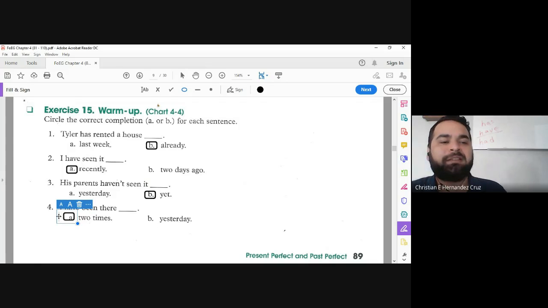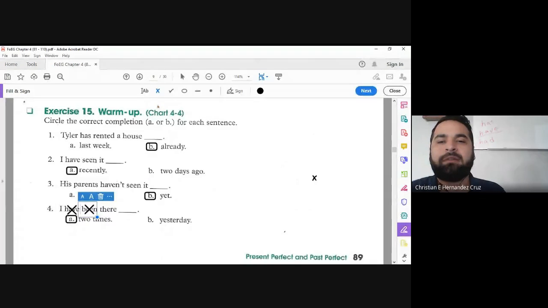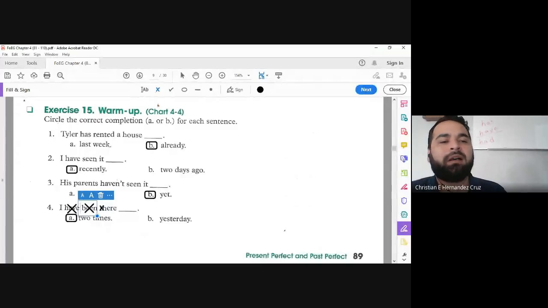And it's basically the same thing as the other examples. If we were to have chosen "yesterday," it would be because we would change these 2 verbs into, say, for example, "went." You could say, I went there yesterday. That would make more sense. But since we're not using "went," we're using "have been," then we use "2 times."